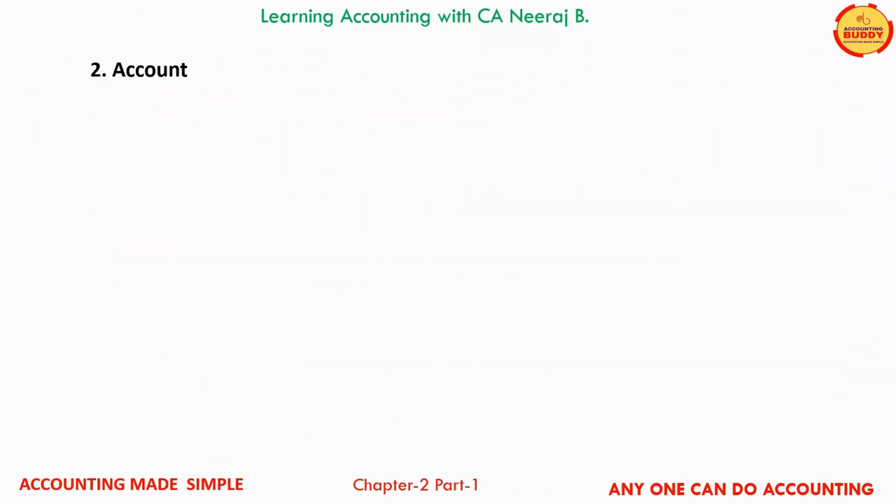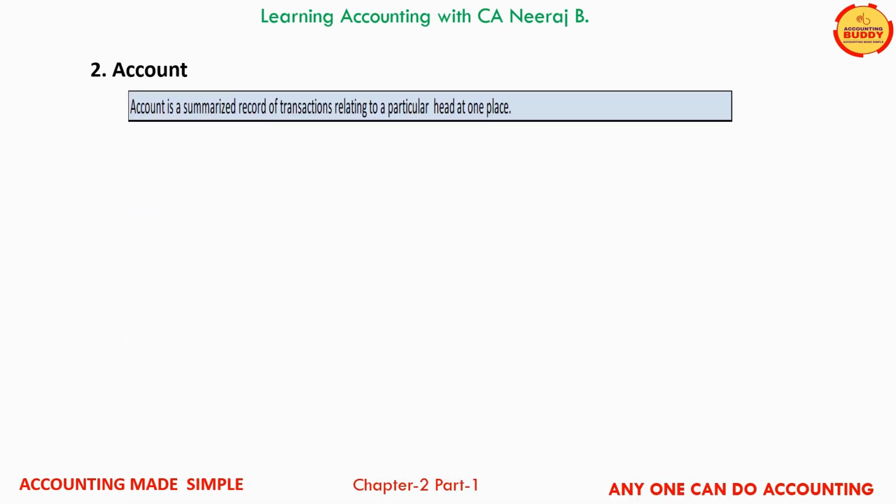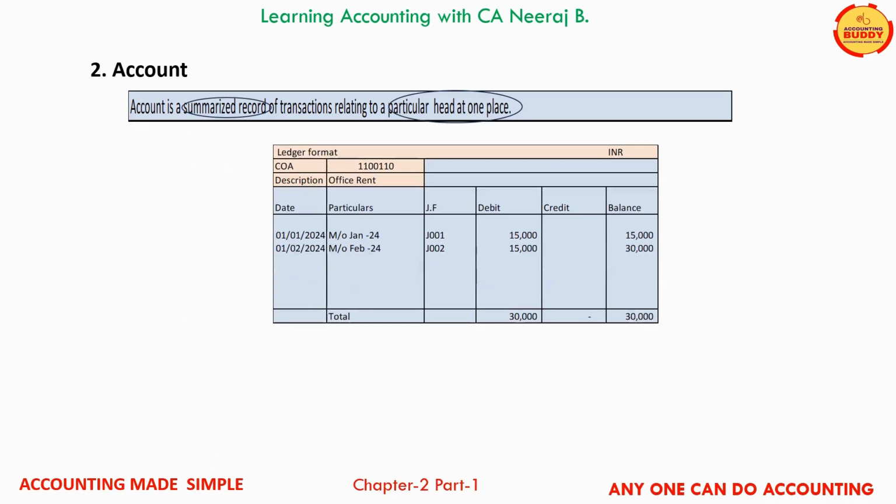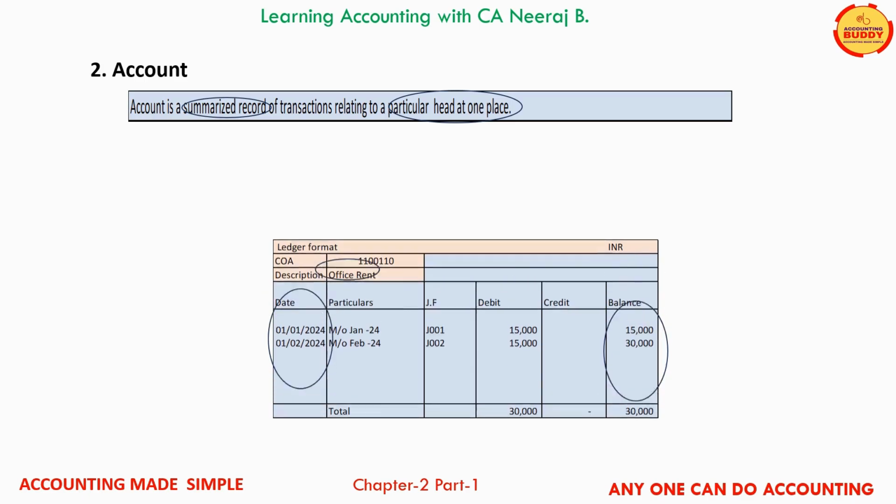The second term which we are going to learn is the term account. Account is a summarized record of all business transactions related to a particular head at one place. Now this is an account for office rent, which summarizes all the transactions of office rent together at one place.